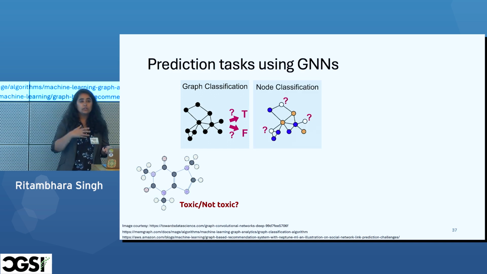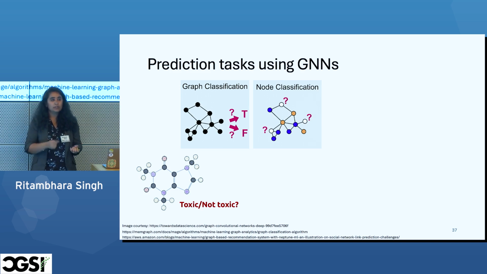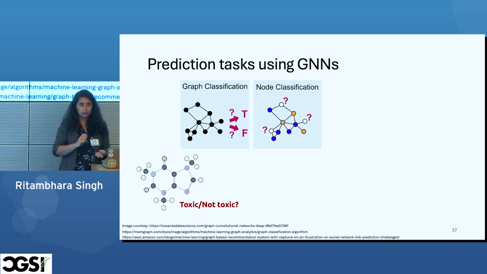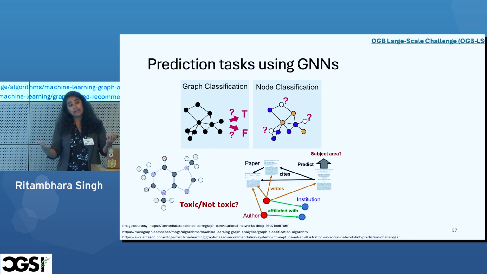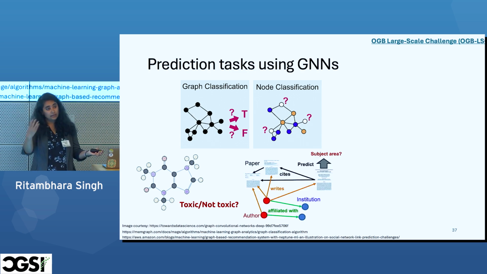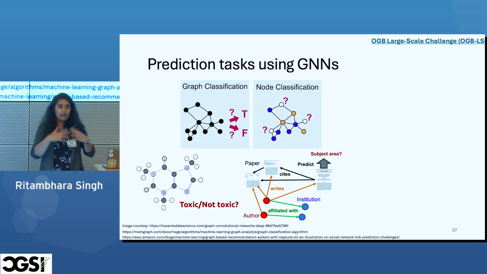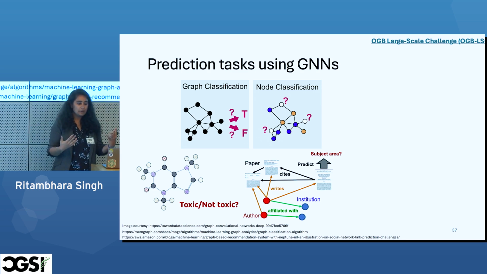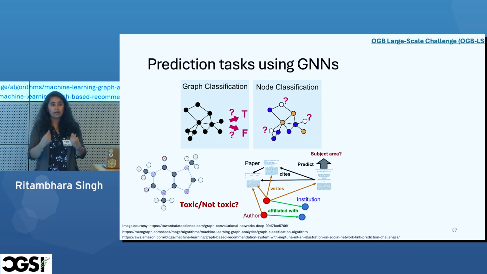Node classification means you have one graph, multiple nodes, and you want to make predictions on the node to classify that node as one thing or the other. So suppose you have a citation network. So each node is a research paper. The graph has relationships between these research papers, and then what you want to do is predict for each node what was the subject area.